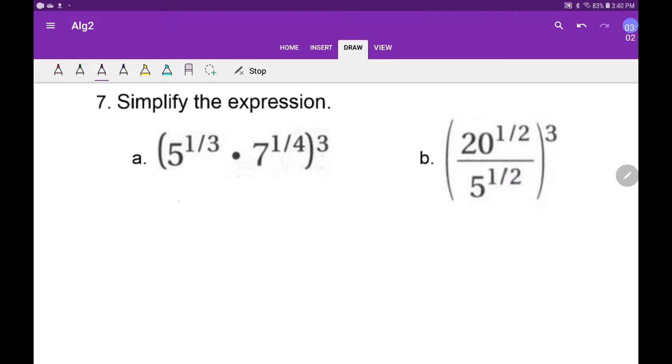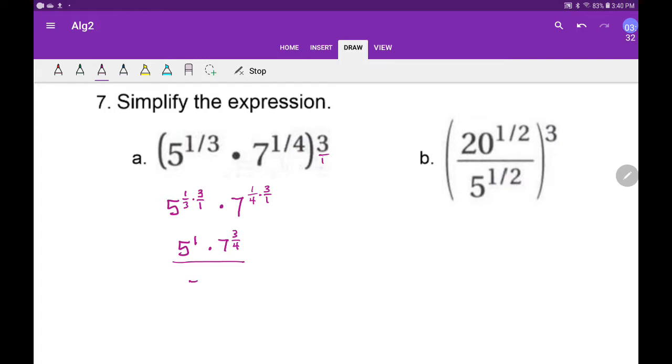This is it. So 5 to the 1/3 times 3 over 1. I'm just going to write it out. Times 7 with the 1 over 4 times 3 over 1. This is over 1, right? Yeah. So that's 5, because 5 to the 1. And 7 to the 3 over 4. Okay? And can I do anything else with that? Can I put these together? No, they're not the same.